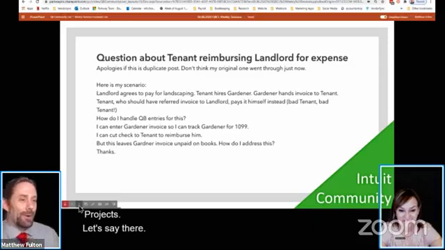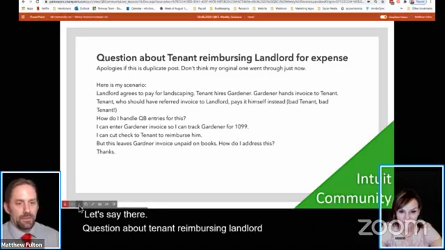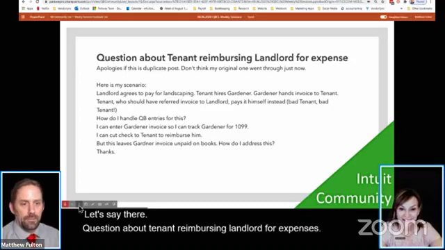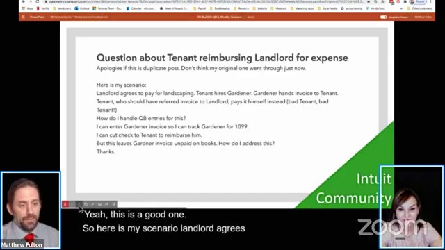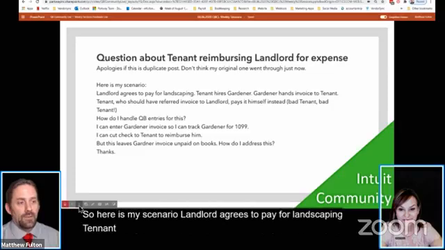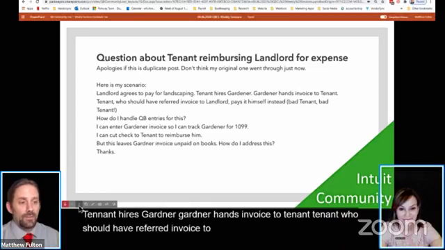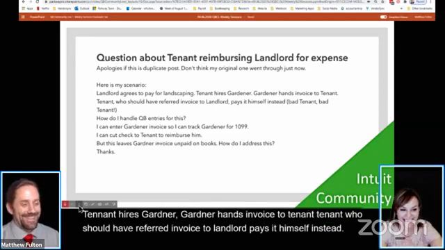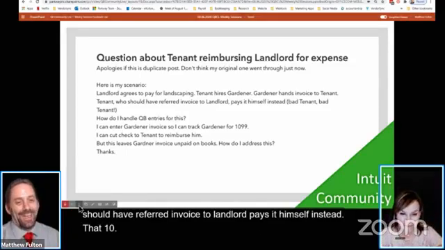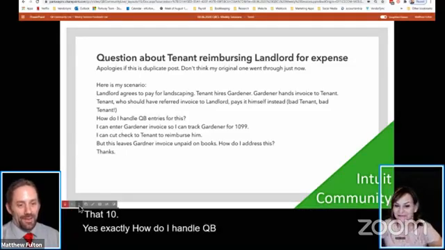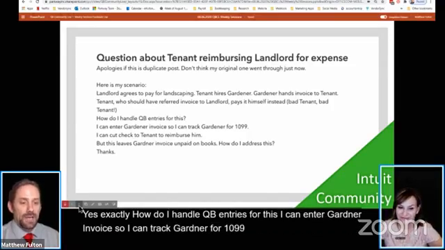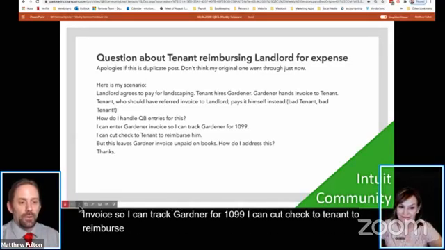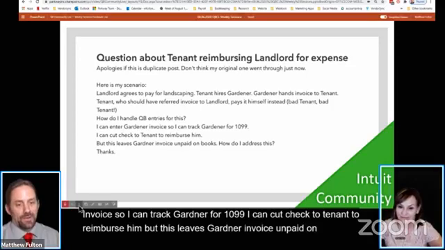Question about tenant reimbursing landlord for expenses. Yeah, this is a good one because, keep reading. So here's my scenario. Landlord agrees to pay for landscaping. Tenant hires gardener. Gardener hands invoice to tenant. Tenant, who should have referred invoice to landlord, pays it himself instead. Bad tenant. Yes, exactly. How do I handle QB entries for this? I can enter gardener invoice so I can track gardener for 1099. I can cut check to tenant to reimburse him, but this leaves gardener invoice unpaid on books. How do I address this?